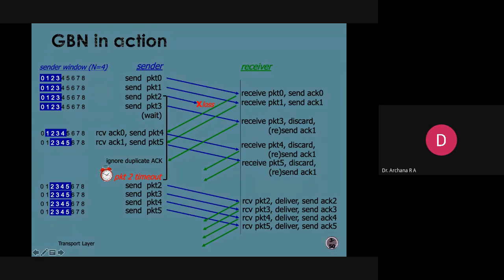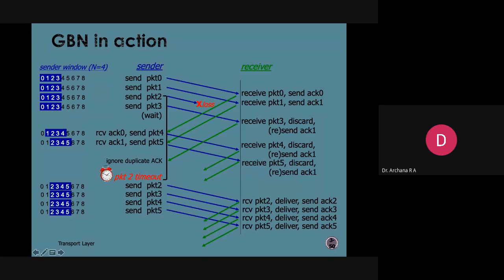In the same way, it happens for packet 5. Ignore the duplicate acknowledgement. So here the duplicate acknowledgement will be sent. 0, 1 is fine, but instead of 2, what acknowledgement am I receiving? I am receiving the acknowledgement again and again, that is acknowledgement 1 again and again.